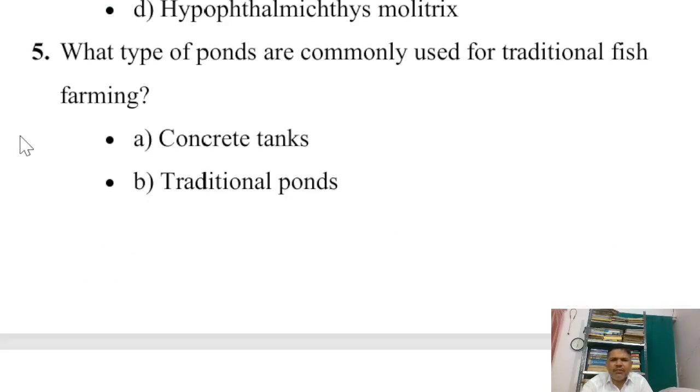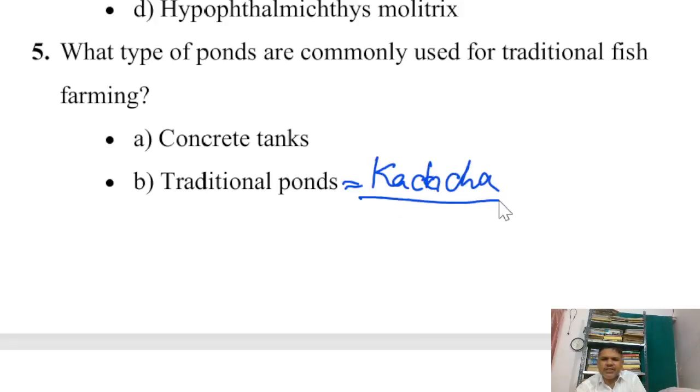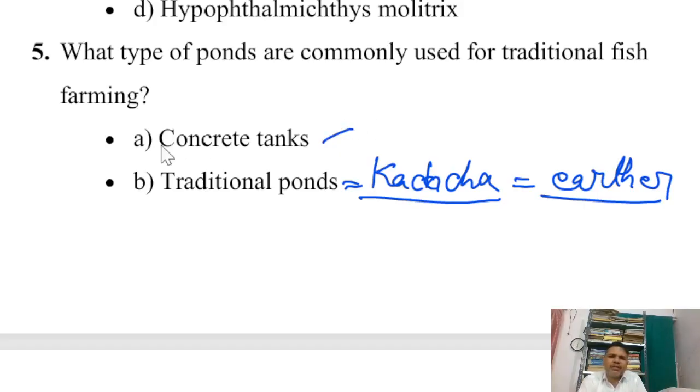Next question: what type of pond is commonly used for traditional fish farming? In India, the traditional farms that are often used for fish culture are traditional ponds. These are also called kacha ponds. Kacha pond is a pond where the boundary is earthen. Those ponds whose boundary is made from concrete are called pakka ponds.